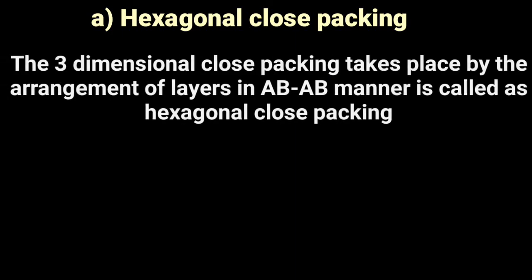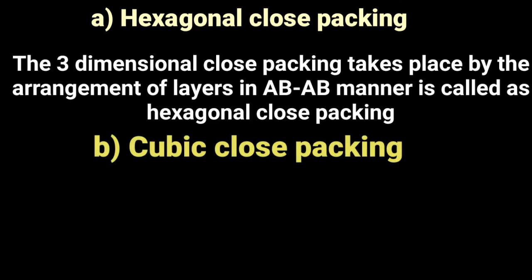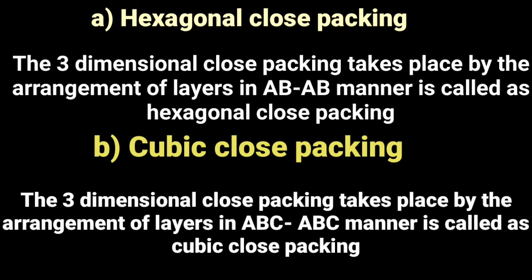Hexagonal close packing. The 3D close packing that takes place by the arrangement of layers in AB manner is called hexagonal close packing. Cubic close packing. The 3D close packing that takes place by the arrangement of layers in ABC manner is called cubic close packing. Continuation in part 2 video.